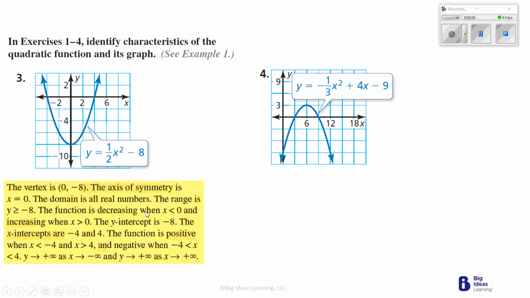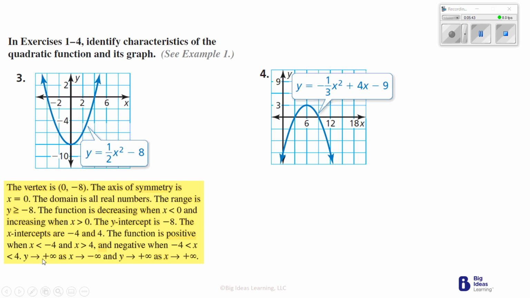The function is decreasing when x is less than 0, and increasing when it's greater than 0. The y-intercept is -8. The x-intercepts are -4 and 4. The function is positive when x is either less than -4 or greater than 4, and negative when x is greater than -4 and less than 4.